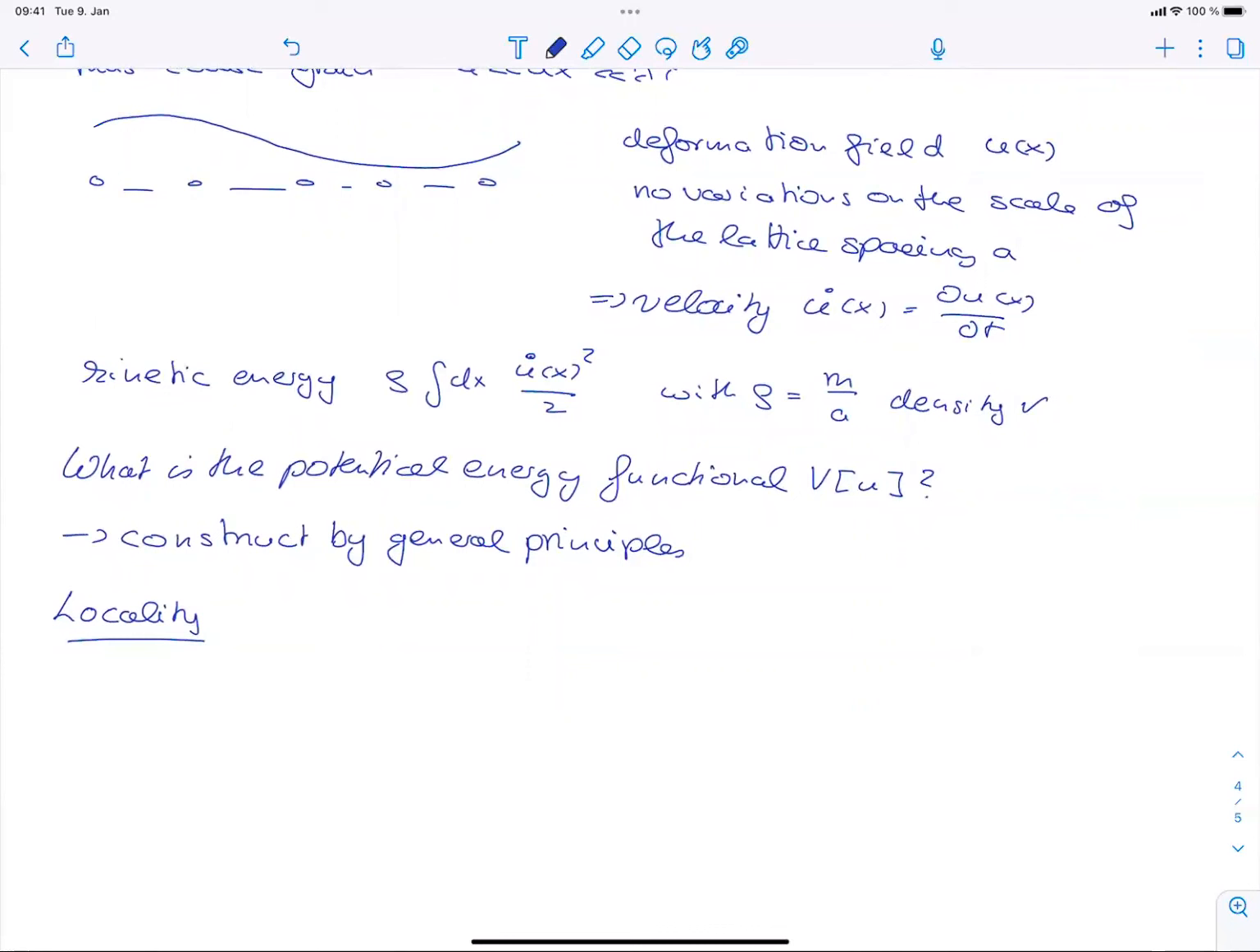These are just principles. So what I said with locality is, you're right, you have to consider what the locality is for a specific system, but here we can rightfully make the assumption that the interaction between particles is short-ranged.